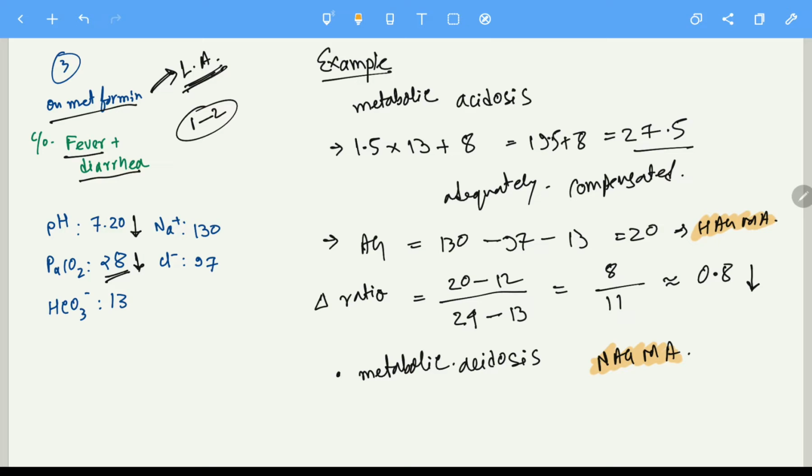So what should be the high anion gap metabolic acidosis? Maybe lactic acidosis, and the normal anion gap metabolic acidosis may be due to the GI diarrhea, the GI loss of bicarbonate ions. So this is it for today.